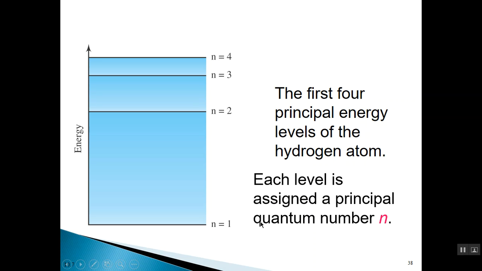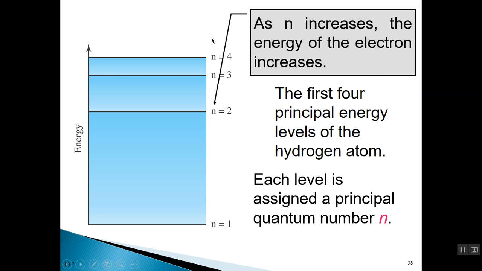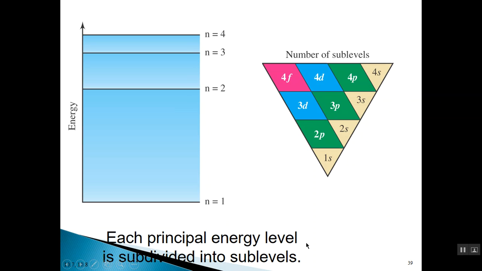Each energy level is assigned what is known as a principal quantum number, n, which must be an integer starting from 1. And as n increases, the electron energy increases. There's a lot involved in going from the wave mechanical model to what I'm showing you here. Thankfully for you guys, you don't need to know all the details about the calculations involved. What I'm showing you here is basically the result of the Schrödinger calculation.